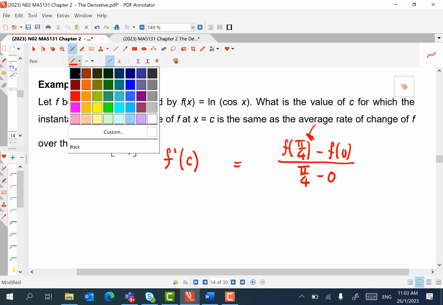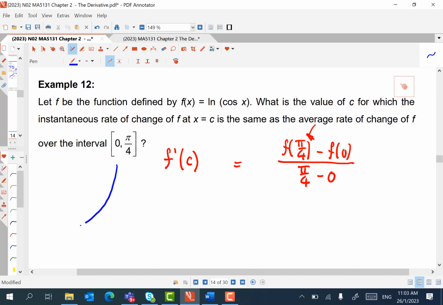In diagram, it potentially looks something like this now. This is the point where x is 0, and this is the point where x is equal to pi over 4. Then the gradient of this blue line is the average rate of change. And what you're trying to do here is find the point C where the green line shares the same gradient. That the instantaneous rate of change at the point C is the average rate of change.